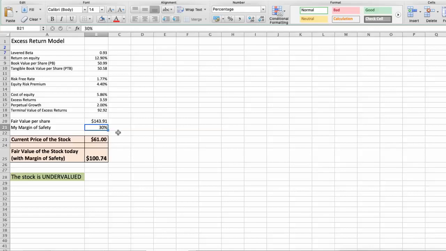According to our formula, the fair value of the stock is $143.91. When we apply the margin of safety to that value, the fair value of the stock would be $100.74. That's the price that I may want to pay for this stock.